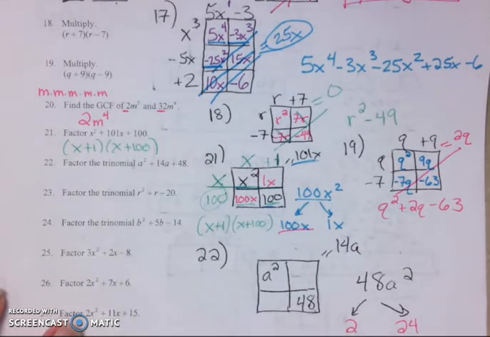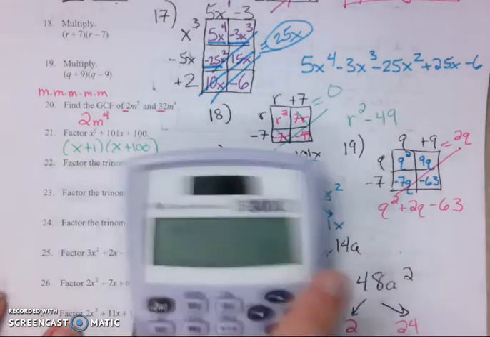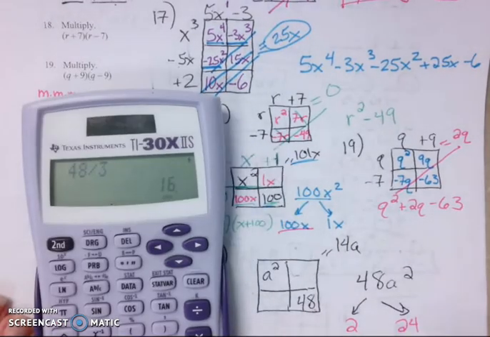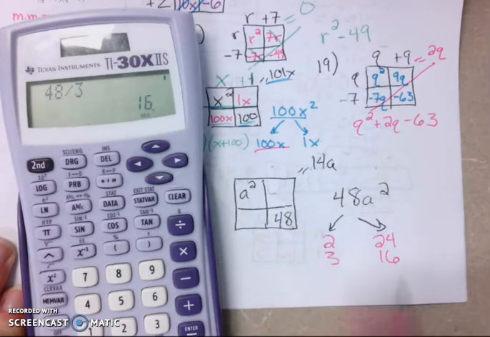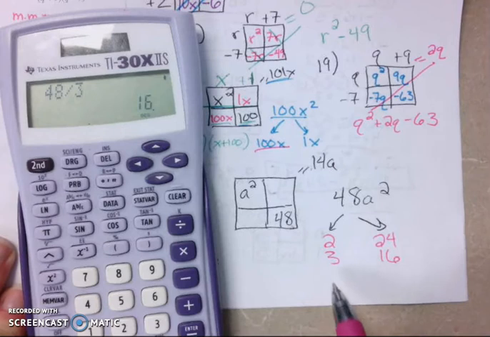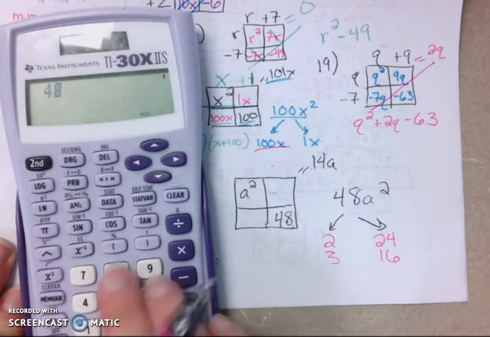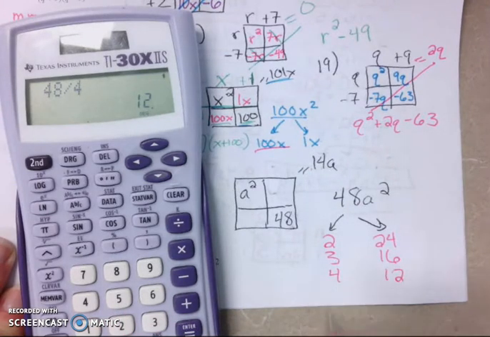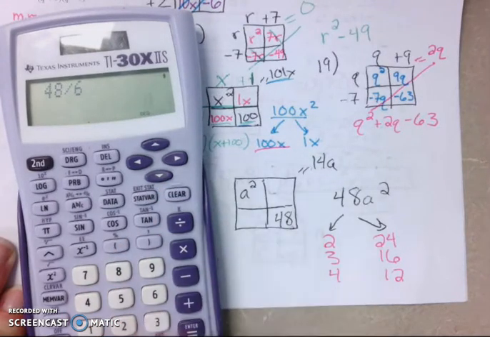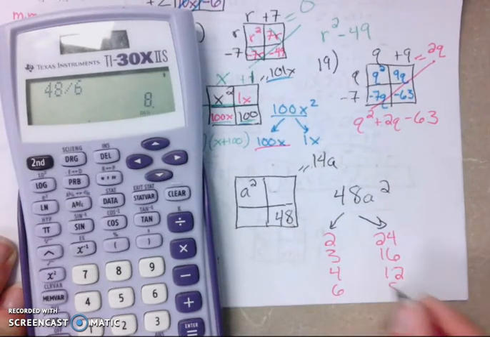So then you can just try 3. Let's see, I'm just using my calculator to check. Yep, 3 and 16. These are both positive, so I know my factors are positive. That doesn't add to 14. So I can check 4 and 12. That doesn't add to 14. 48 doesn't go into 5, because it doesn't end in 5 or 0, but I know it goes into 6 and 8. And 6 and 8 do add to 14, so we have 6x and 8x.